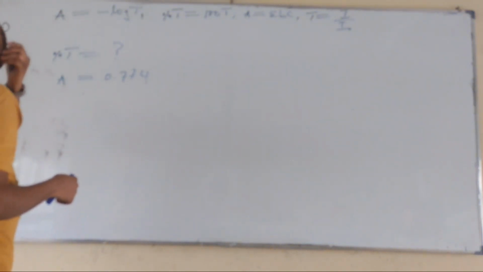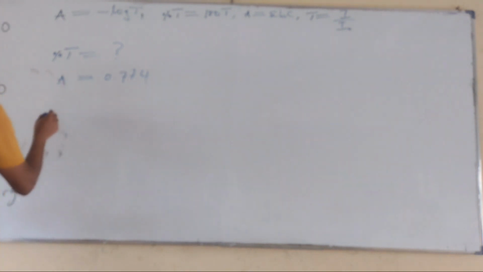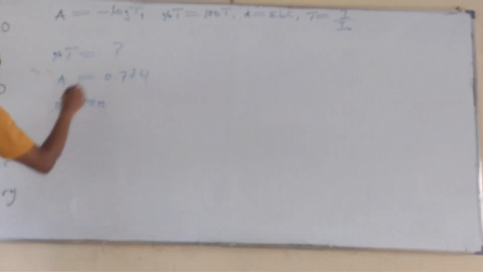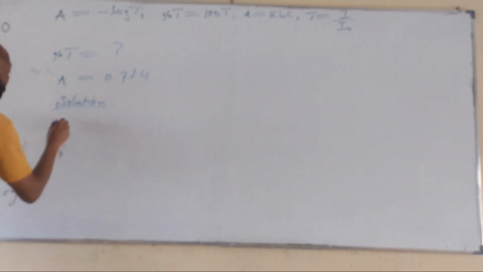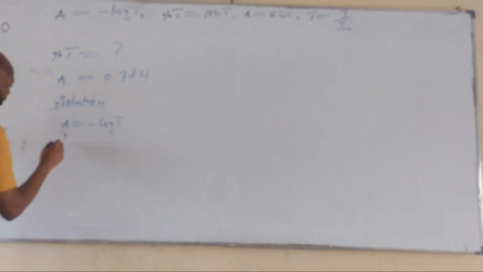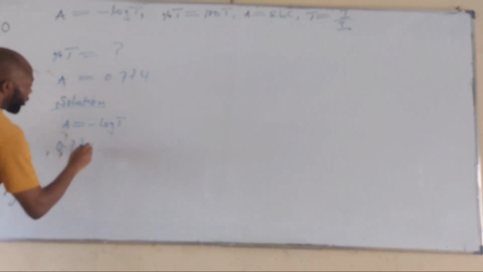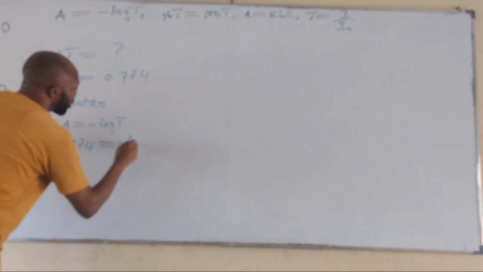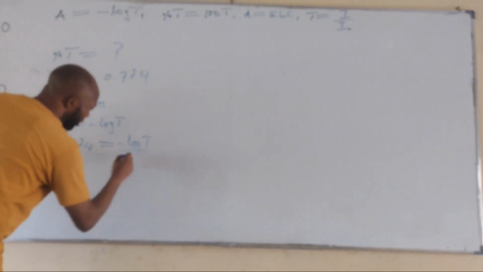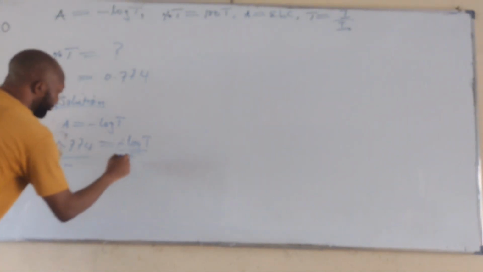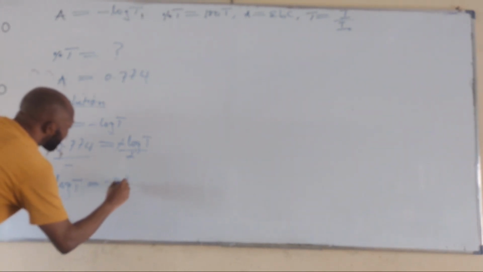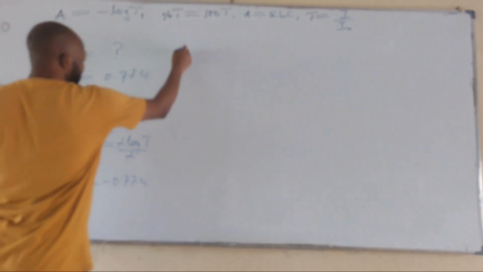Okay, we have to get our transmittance first. So, solution. Let's take the formula first. Absorbance is equal to minus log of transmittance, and absorbance is given to be 0.774, so 0.774 equals minus log T. I have to make T the subject. I divide both sides by minus, so I have log of T equals minus 0.774.